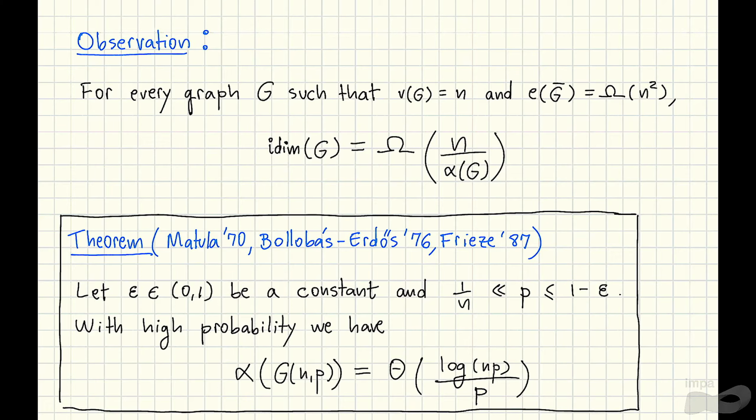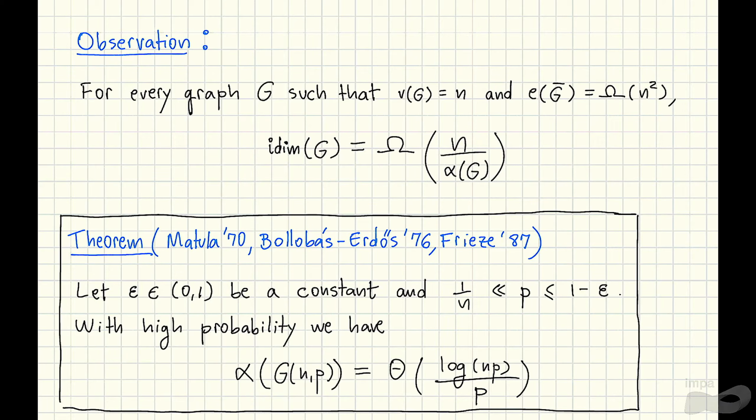And so, what is alpha of G? What is the independence number of the random graph? This parameter is a well-studied parameter in combinatorics, and this theorem is due to a combination of works of Matula, Bollobás, Erdős, and Frieze. Essentially, it states that for p much larger than 1/n, but bounded away from 1, the independence number is a constant times log(np)/p. So this is quite well understood, and even the constant is known, but we don't need the constant here.